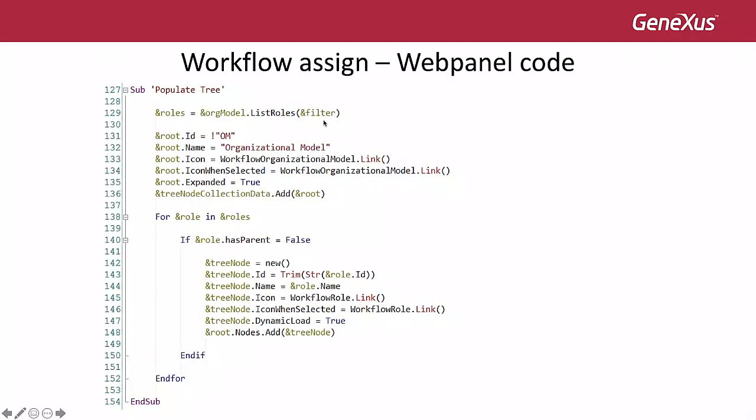Here we'll list all the roles using the organizational model variable method list roles. This receives a parameter filter, in this case it's empty, and it will receive here all the roles of the organizational model. We'll load the root of the tree, and then for each role in the role list, it will load all the roles into the tree.